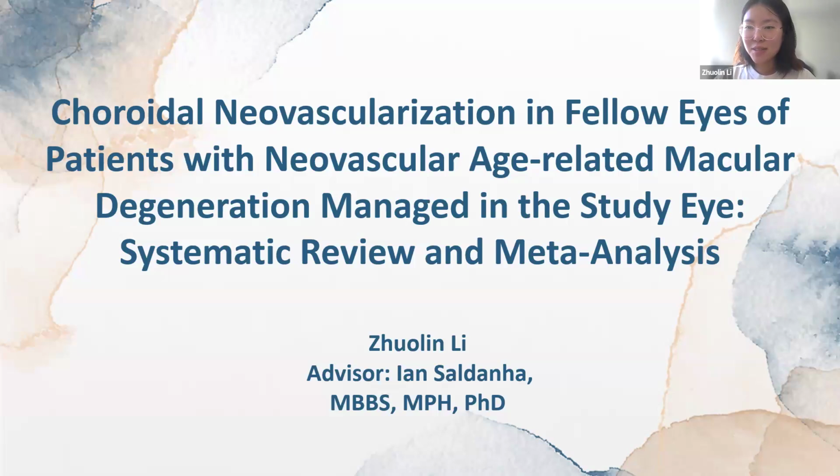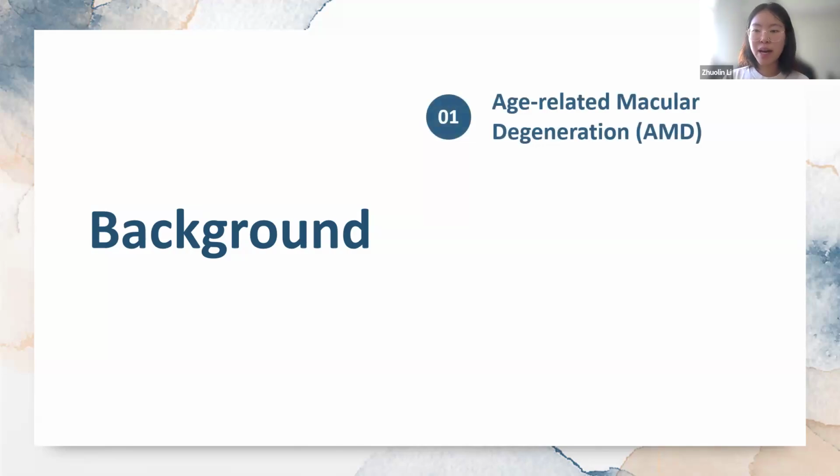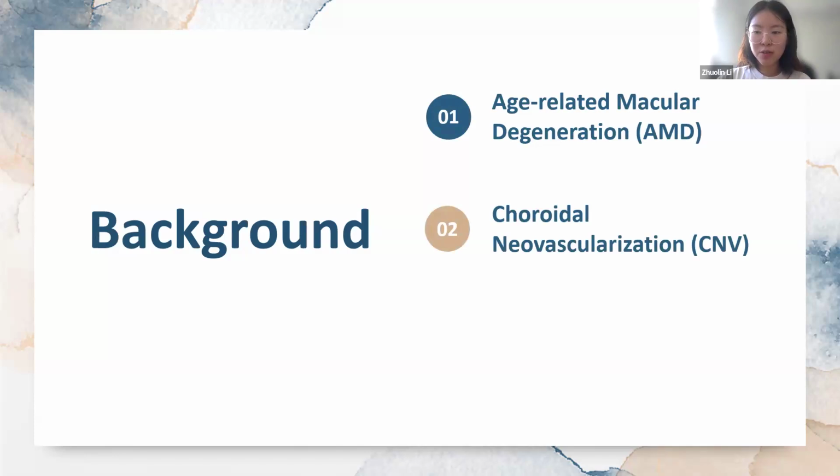Hi, everyone. My name is Zhuolin, and today I'll present my thesis, a systematic review and meta-analysis on choroidal neovascularization in the fellow eyes of patients with neovascular age-related macular degeneration managed in the study eye. And my thesis advisor is Dr. Ian Seldenha. So I'll start with some background to walk you through it. The first part is population. We are targeting patients who have age-related macular degeneration, also called AMD. And an important condition of AMD is having choroidal neovascularization.